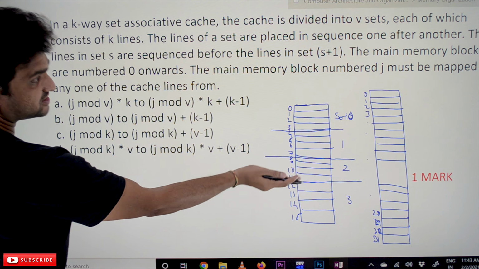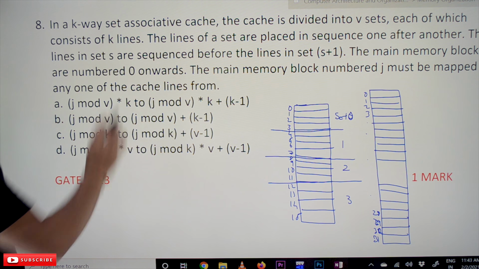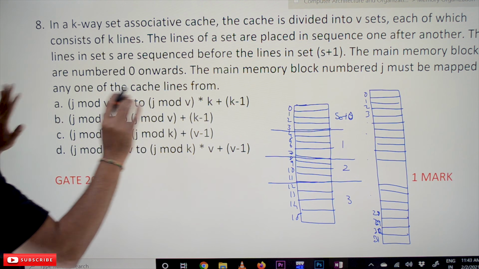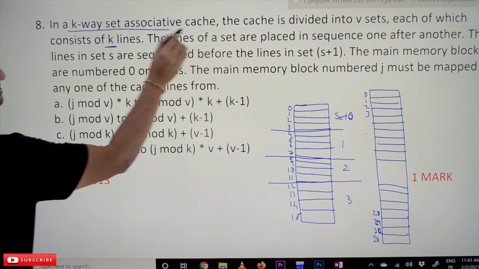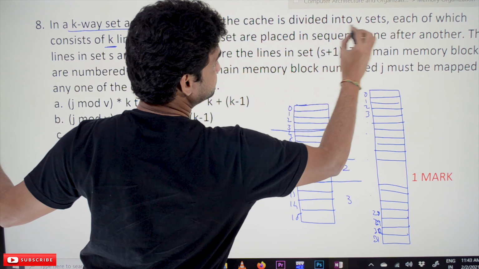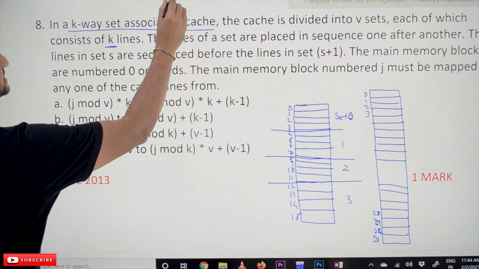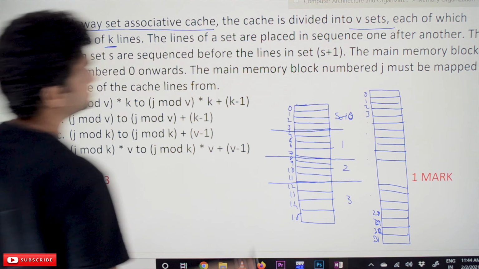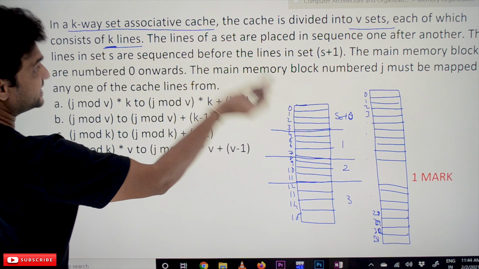So the cache is divided into V sets, each of which consists of 4 lines. Each set is going to contain k lines, as we are having a k-way set associative cache. This k-way cache is going to have V sets, each of which consists of k lines.